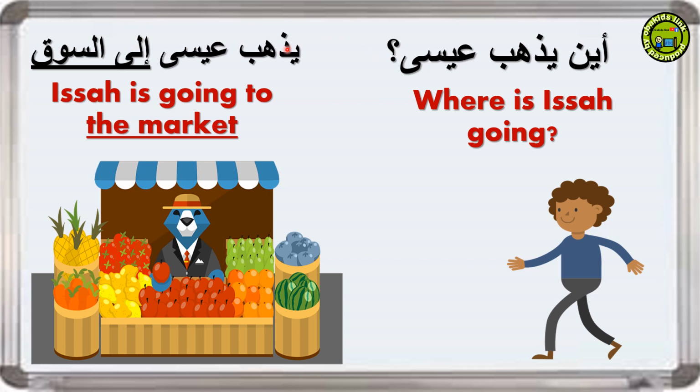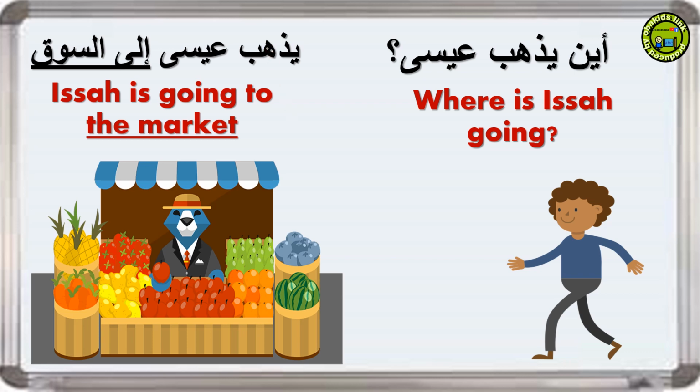As you can see in the reply, we show where Issah is going or the market, and also we add يذهب, because if we want to say Issah is going to the market, we have to add this يذهب. Like in the question, we have to add يذهب if we want to ask where Issah is going. So if we want to reply the answer, we have to add the يذهب again.